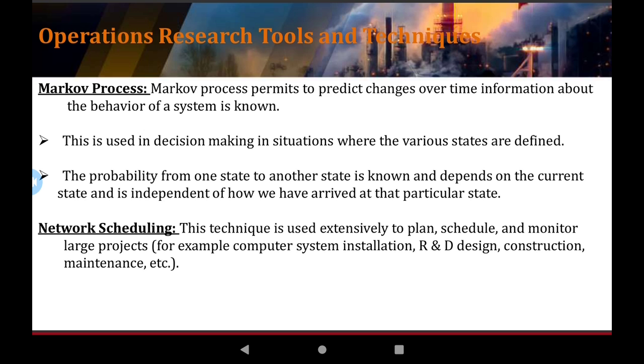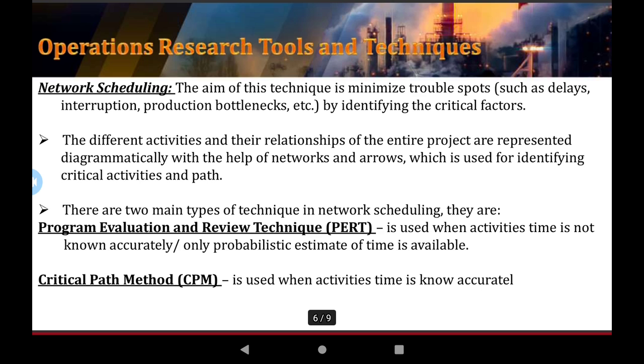Scheduling is the best way to get good information about the project, and you are provided with some tools and techniques. Okay, the operations research tools and techniques are present for continuous network scheduling. Okay, the aim of this technique is to minimize the turbulence stop. Okay, the main objective of network scheduling techniques is to minimize the turbulence stop.